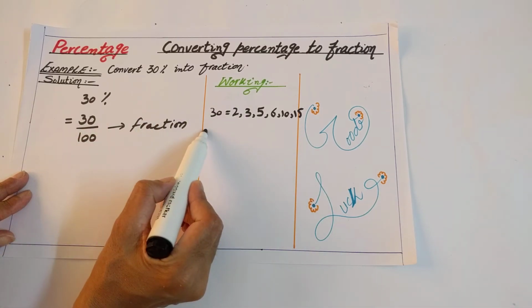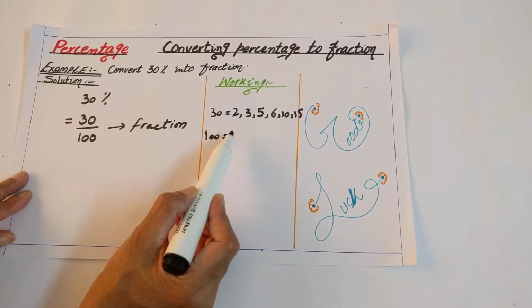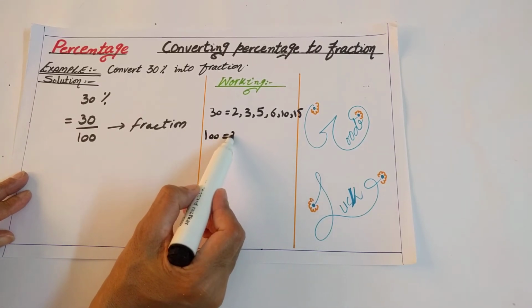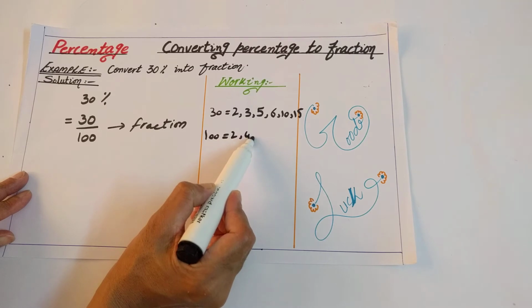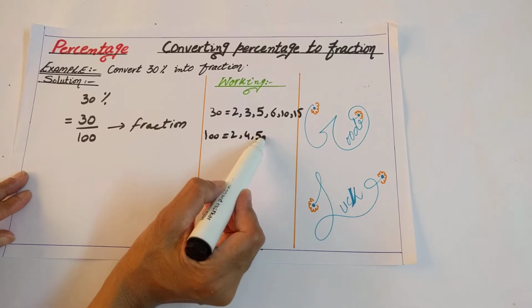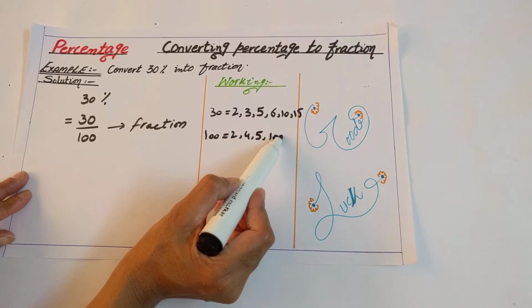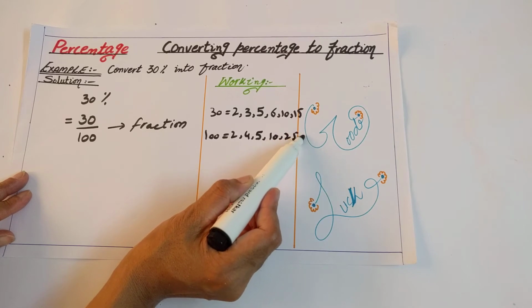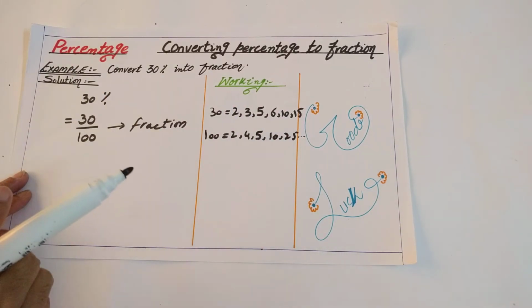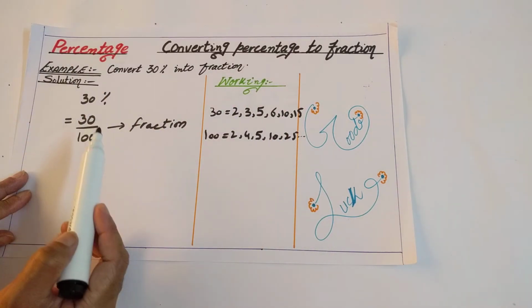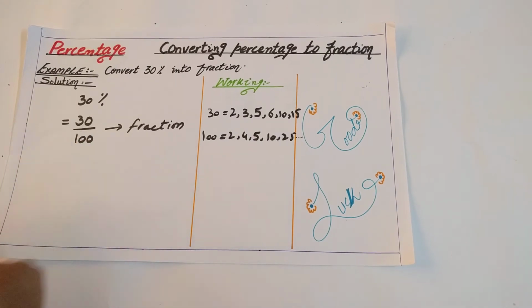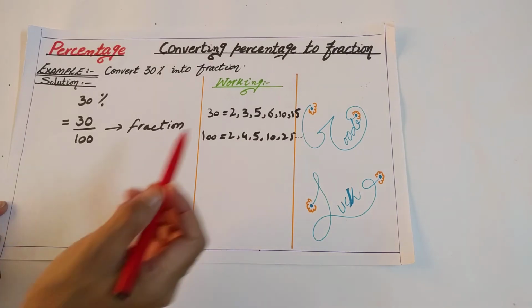Now we will write the factors of 100. What are the factors of 100? 2, 4, 5, 10, 20 and so on. There are many more factors of 100. We will stop over here. Now you have to check: is there any common factor of 30 and 100? Yes, there are common factors.